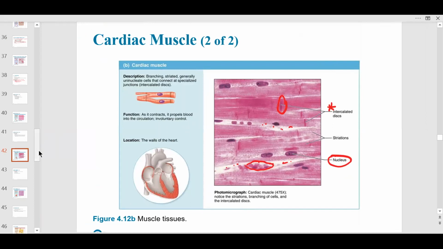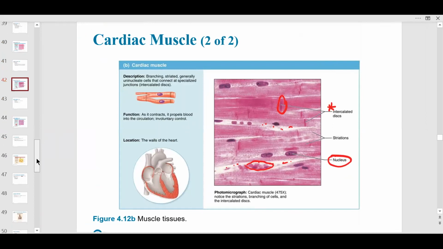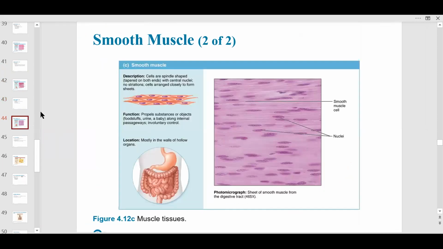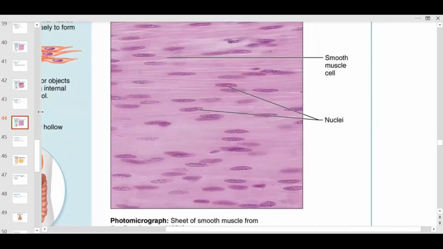That's the answer on the practical. Pumps blood out, and there you go. Smooth muscle, spindle-shaped muscles. And here we go. So be careful with this one and the dense regular connective tissue. Spindle-shaped nuclei, that's cool. The cells are not branched, they're pretty straight, but the cells are actually spindle-shaped. There's no striations.